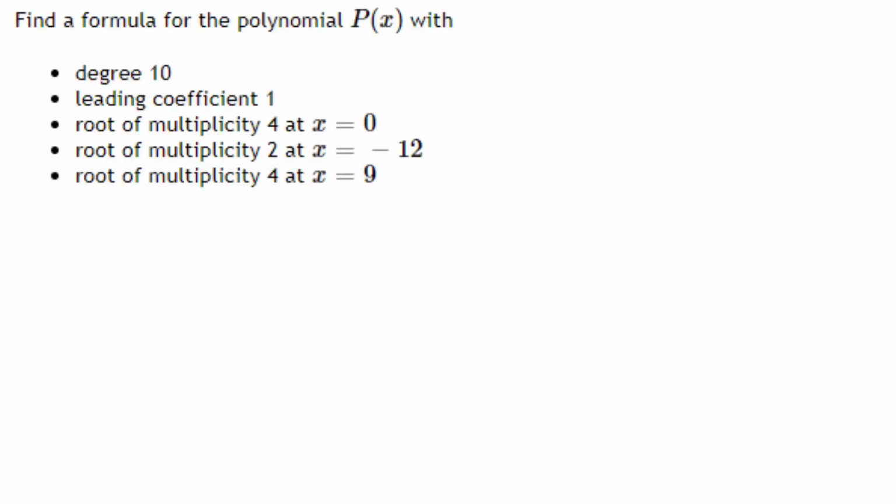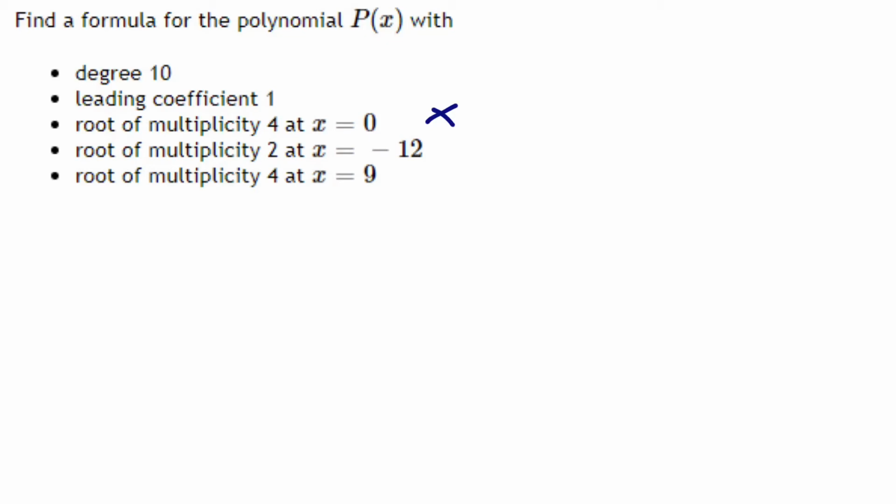Okay, let's do another example similar to that. So this time we have a degree 10 function. We are told that the leading coefficient is 1, so instead of being given a point to figure that out, we're already given the leading coefficient. Root of multiplicity 4 at x is equal to 0. Okay, so let's see what that means. Root of multiplicity 4 at x is equal to 0. So remember, when you have a 0 of 0, or an x intercept of 0, that's a factor of x.